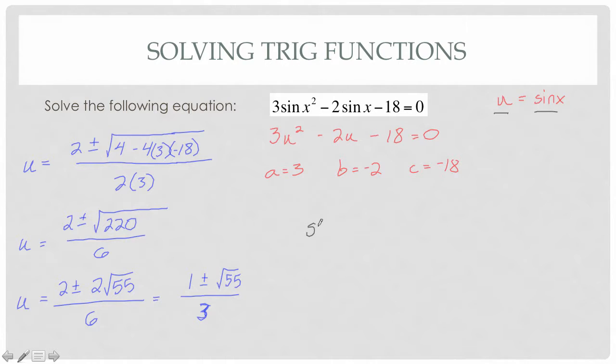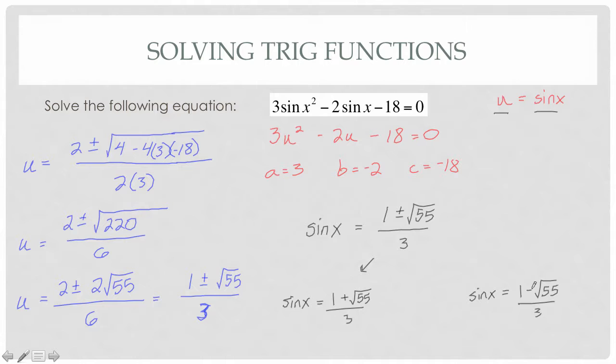So now I've got the sine of some angle is equal to 1 plus or minus the square root of 55 over 3. Okay, now at this point, this is two numbers, right? So I'm going to solve for 2 different sines. I need to find when the sine of x equals 1 plus the square root of 55 over 3, and I need to solve for when the sine of x equals 1 minus the square root of 55 over 3.